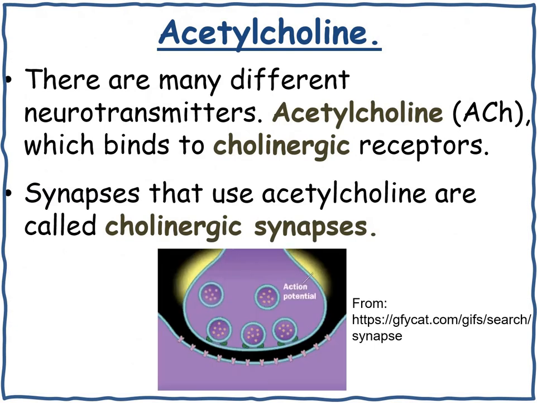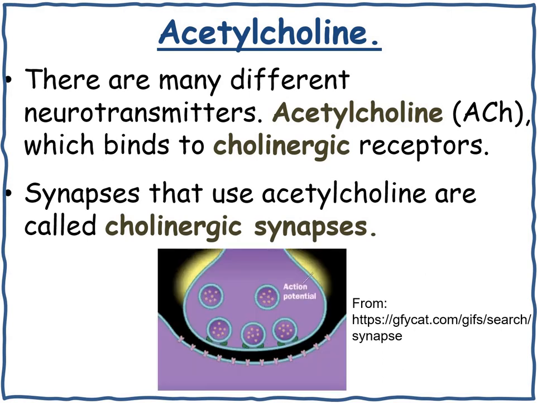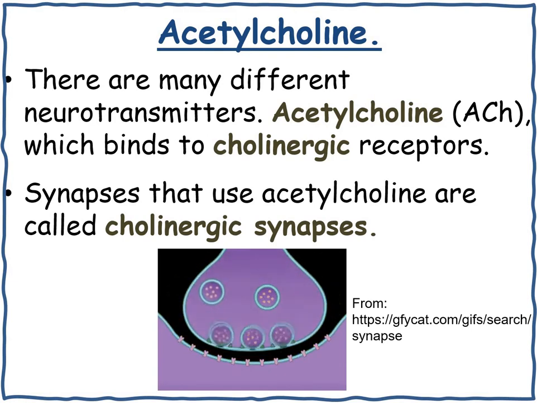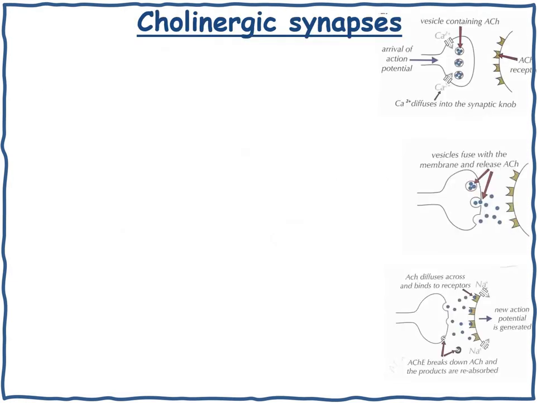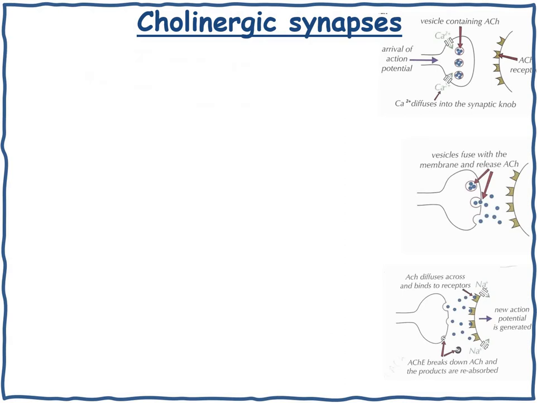So there are many different types of neurotransmitters. Acetylcholine, which binds to cholinergic receptors, is quite a common example. Synapses that use acetylcholine are called cholinergic synapses. So the sequence of events that happens at a cholinergic synapse. This could be a 6-mark question in an exam.